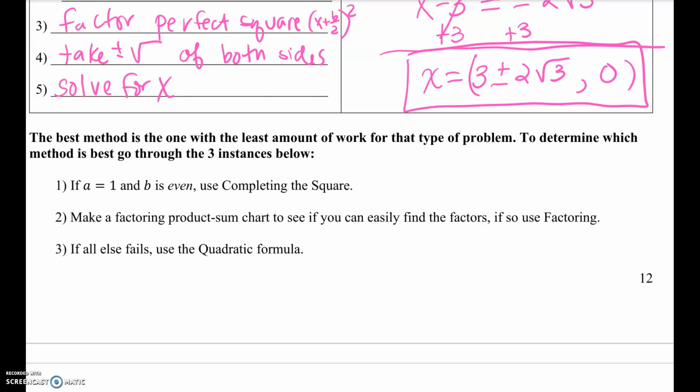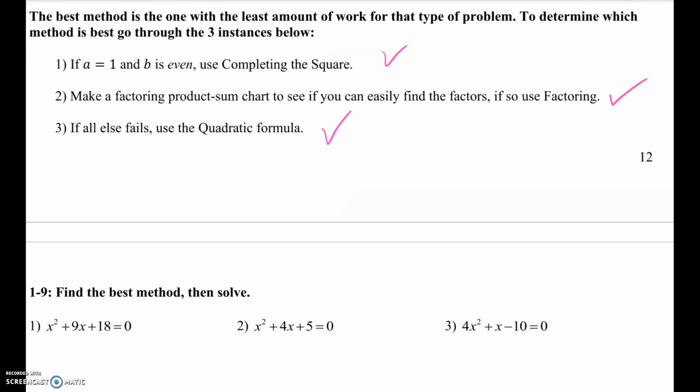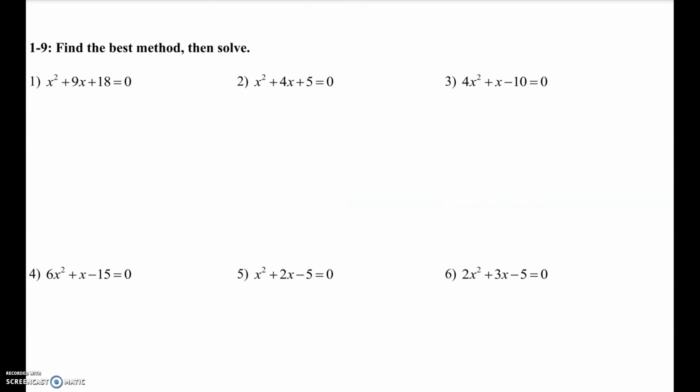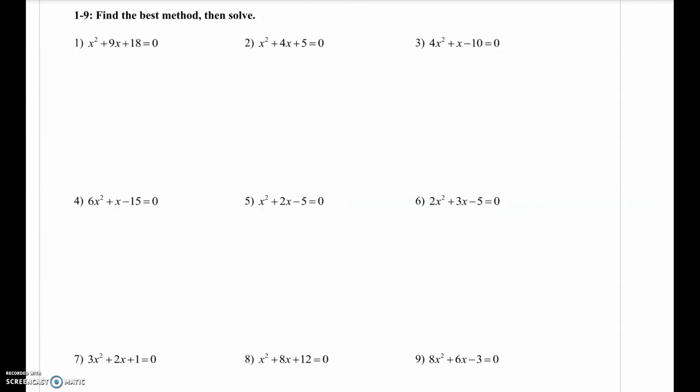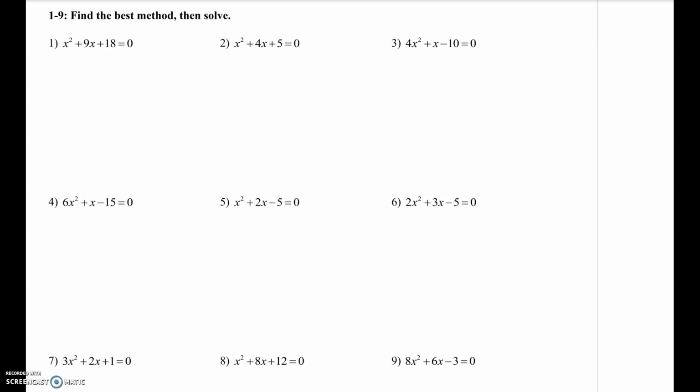If a is 1 and b is even, you want to complete the square. Just adding in another number, and you take the square root. Okay, if you can easily find the factors, factor. And if you can't, then use the quadratic formula. Just be careful. Students make mistakes with PEMDAS on quadratic formula. So first I want to go through and just decide which one's the best method for 1 through 9, looking at them. And I'm going to put little letters.